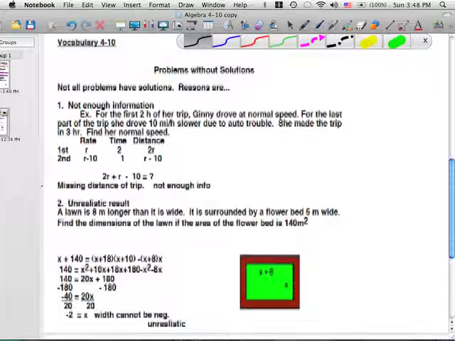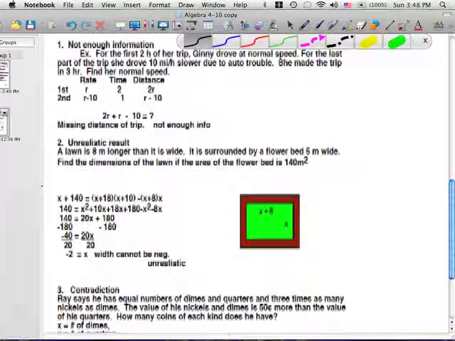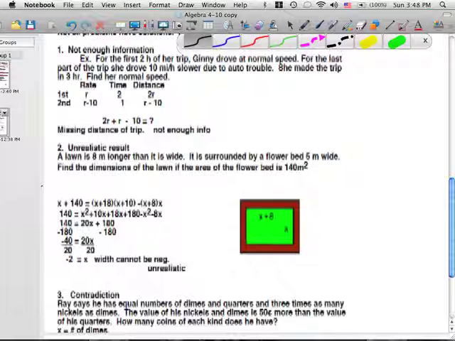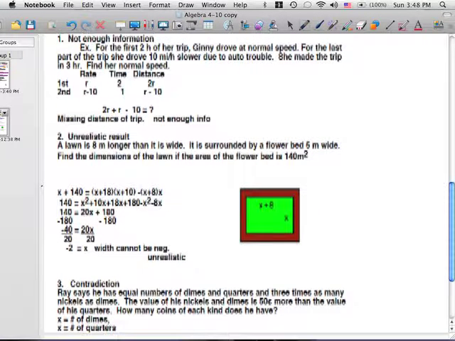So you could pause the video and write these down. There are 2 more examples of not enough information, an unrealistic result, and a contradiction. So you can pause the video and copy those down.